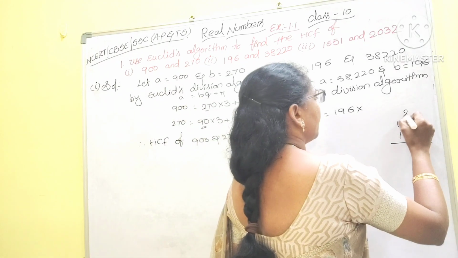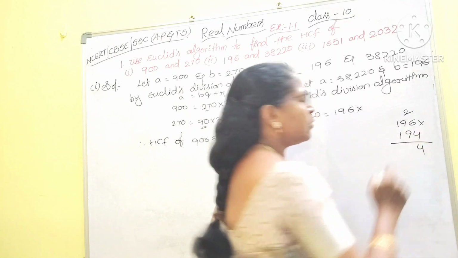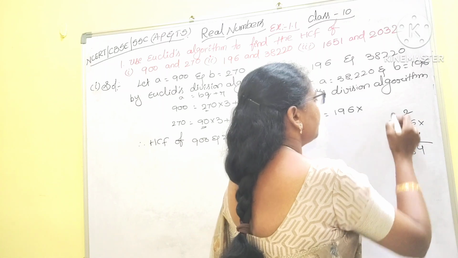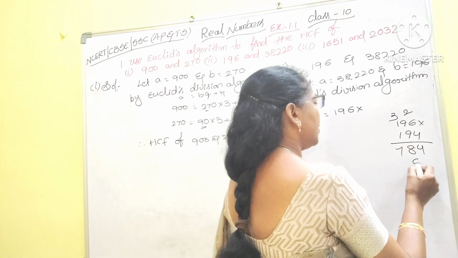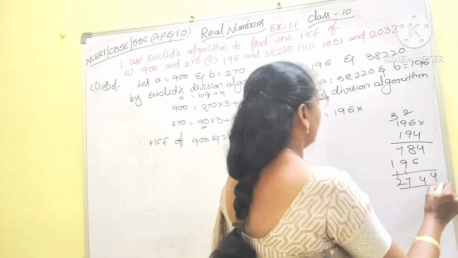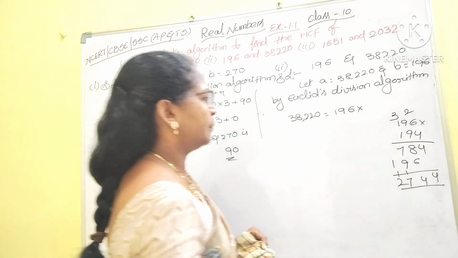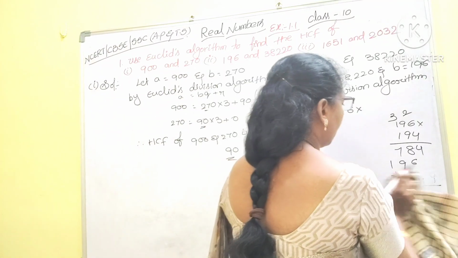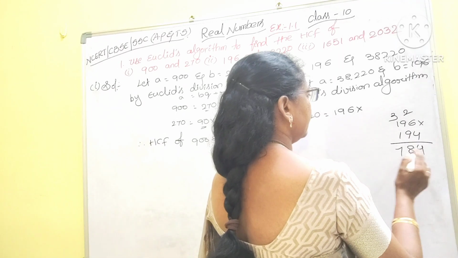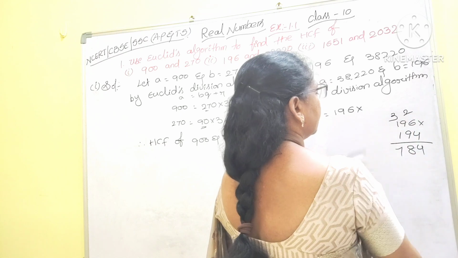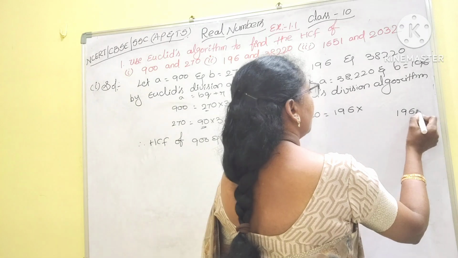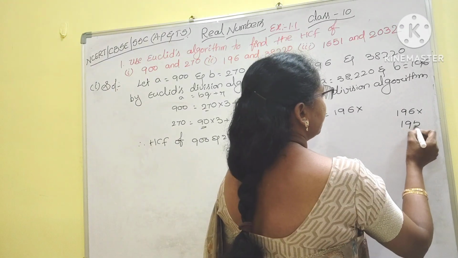6 4 ja 24, 9 4 ja 36, 36 plus 2 38, 4 1 ja 4, 4 plus 3 7. Again 1 6 ja, 1 9 ja 1. Again 4 14 17 2. Sorry, one more number you have to do. Again 1 6 ja. 196 multiplication of 195, I am checking.